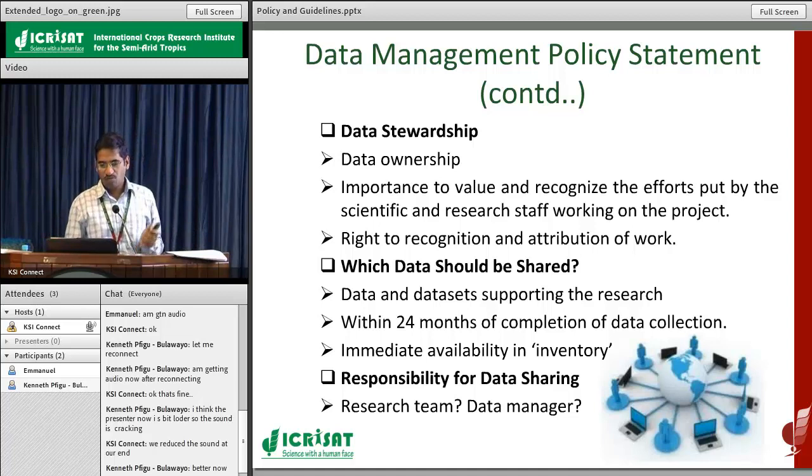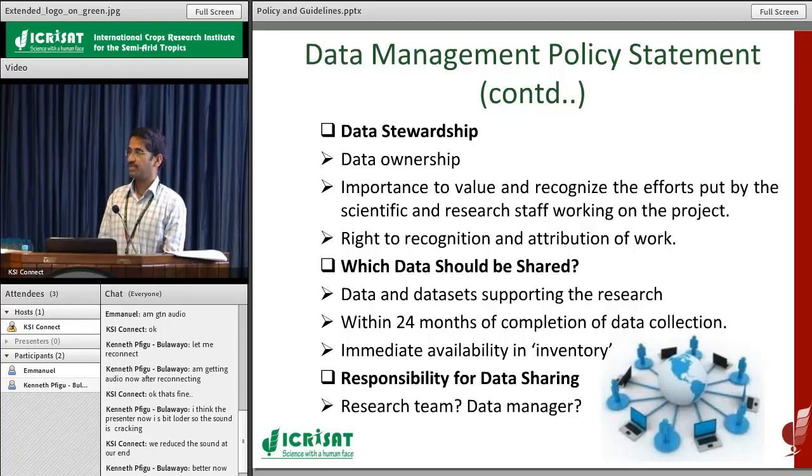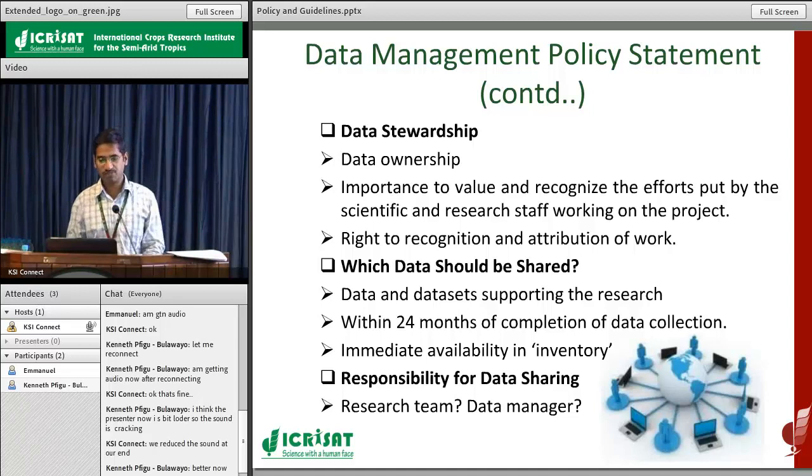And what is the responsibility of the data sharing? Is data sharing the responsibility of the respective scientist, or the respective project management, or the data management unit as a whole, or maybe the institute? Who is responsible? That depends. As a data management unit at ICRISAT, we are facilitating the project scientists or projects to make their data available in the data repository. We are not involved in their day-to-day activity.